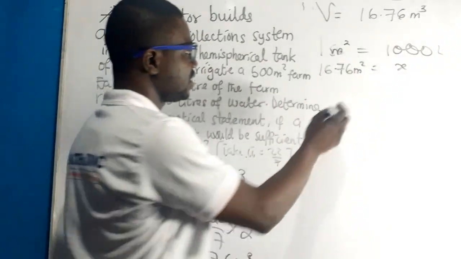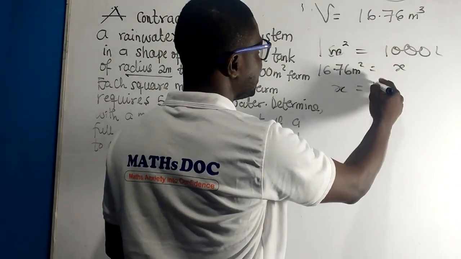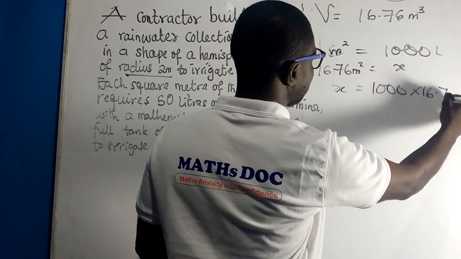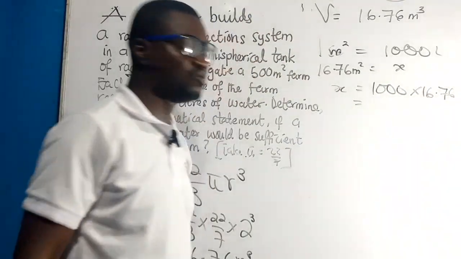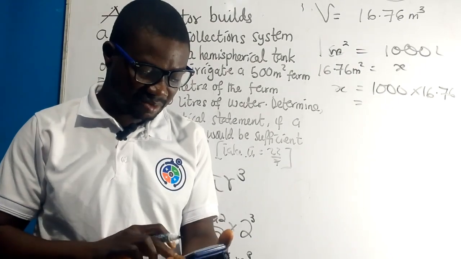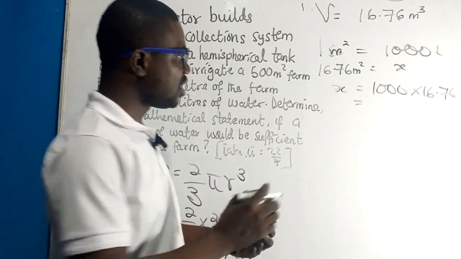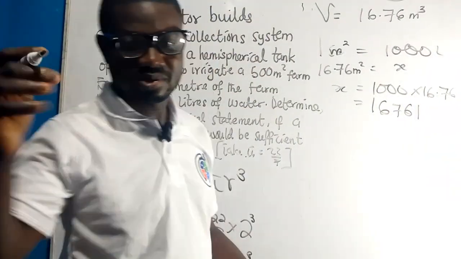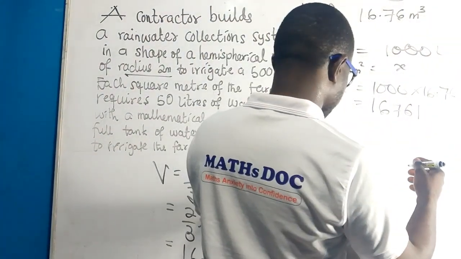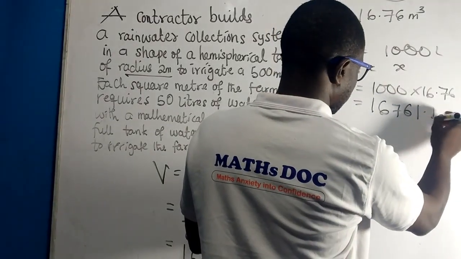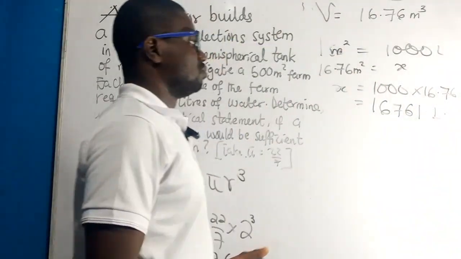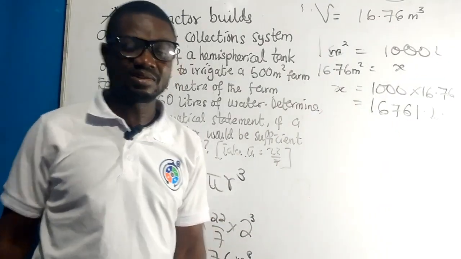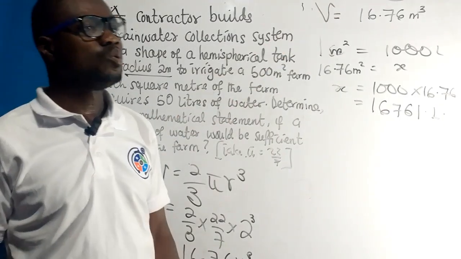So let's do our arithmetic. You're going to have cross multiply, 1,000 times 16.76. And we are going to get our value. Let's do the calculation times 1,000. So we're going to have 16761 point so and so. So let's use 1676.1 liters. Let's use that. Now, this is the quantity that this particular hemisphere is holding.